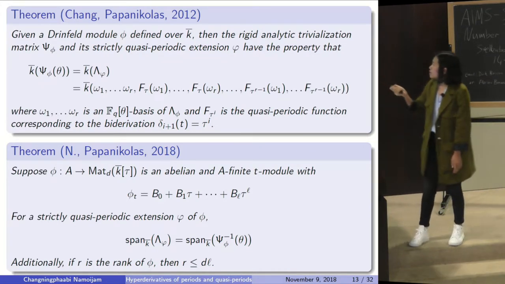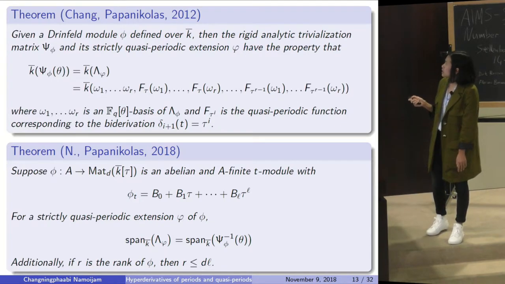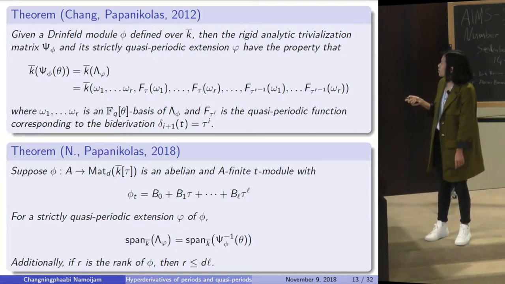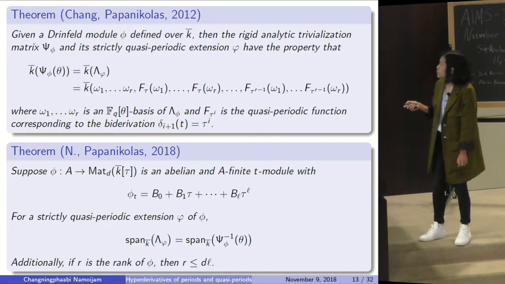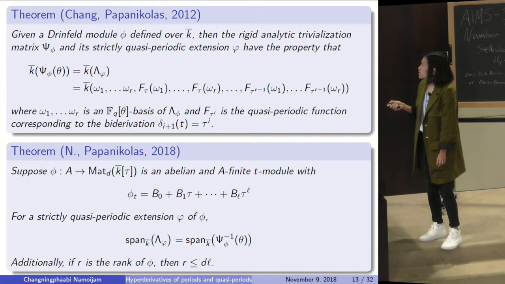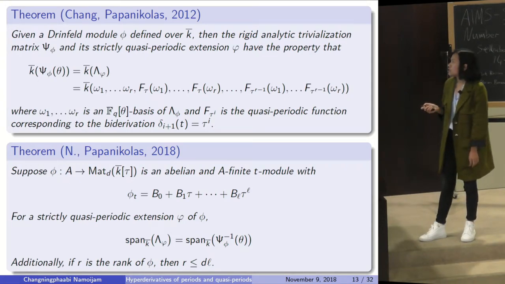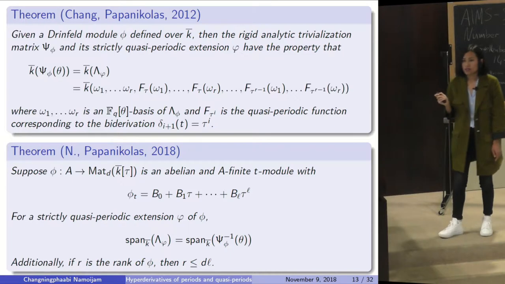Okay. So now I have our first theorem. This is from Chang and Papanikolas's paper from 2012. Given the Drinfeld module phi defined over k-bar, with rigid analytic trivialization, okay, a Drinfeld module is a dimension one t-module, as we all know. A strictly quasi-periodic extension C of my Drinfeld module phi has the property that k-bar of C, which is a rigid analytic trivialization matrix of my Drinfeld module phi evaluated at theta, is equal to k-bar of the period lattice of my quasi-periodic extension. When I say that, I mean that when omega 1 to omega r form an F_q[theta] basis of lambda phi, then F tau to the power i is a quasi-periodic function corresponding to these biderivations.